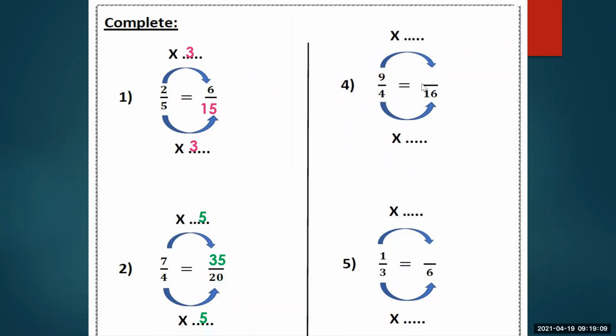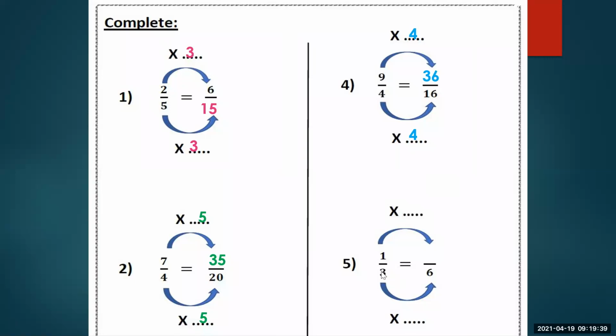Here, number 4, I don't know the numerator, so I will look at the denominator. 4 times what will give me 16? Times 4, from table 4. So I will put 4 down and up. 9 times 4 is 36. Great, my dears.